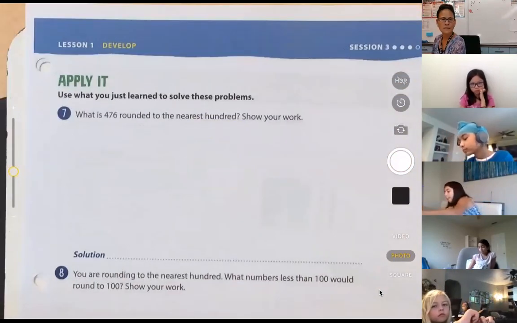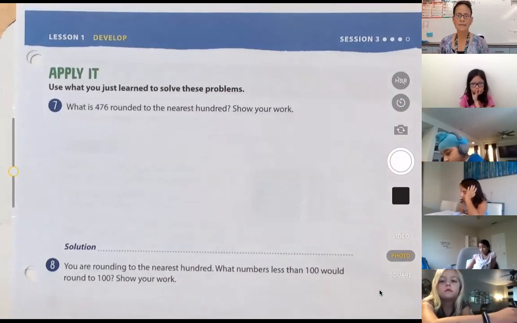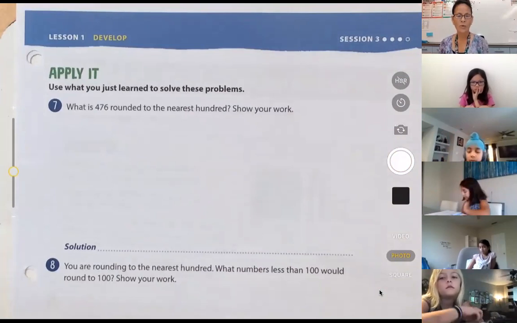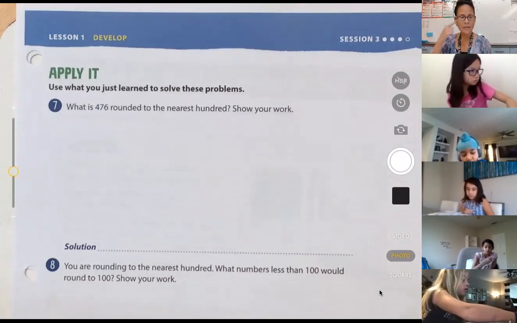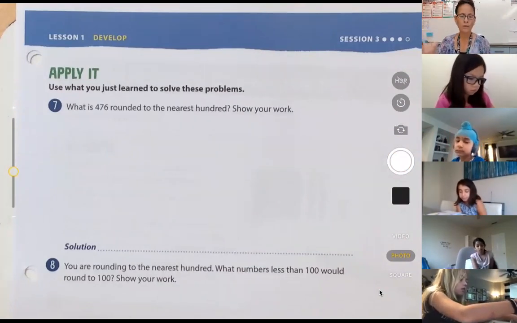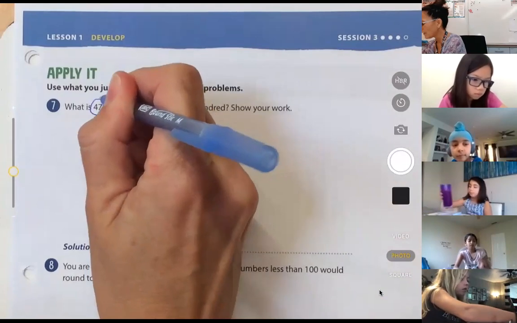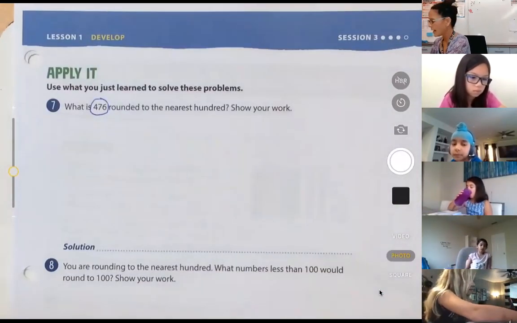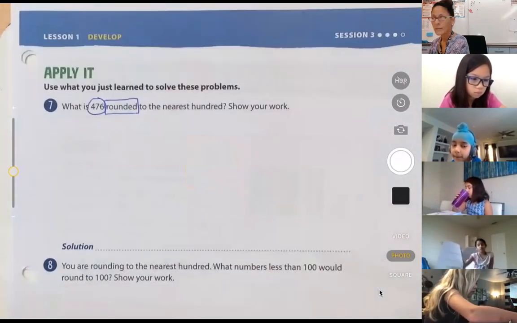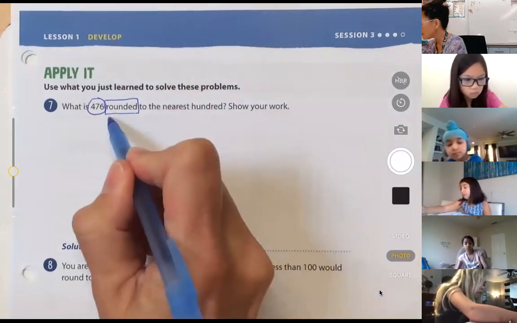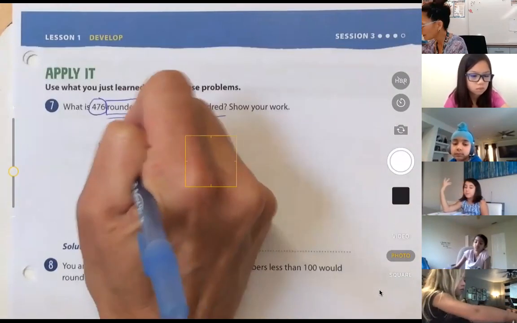All right, so question 7 on page 18 is saying, what is 476 rounded to the nearest 100? And show your work. So again, going back to those close reading strategies, I need to remind my brain of what's important in this question. I know that I am going to be working with the number 476. I do know that I am rounding. That is a super important word. And the question is actually asking me rounding to the nearest 100. That's what I know I'm doing.